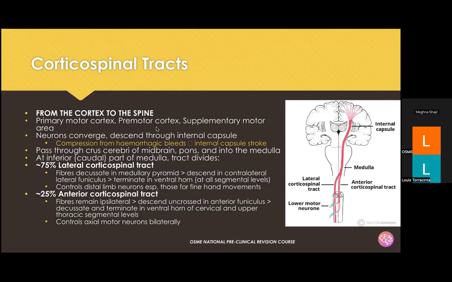And they also pass through the crus cerebri of the midbrain, the pons, into the medulla. And we talked about the 75%, 25% split. And there's a bit of a distinction: the ones that decussate early are more for fine hand movements, whereas the ones that are anterior tend to control axial motor neurons, that is to say, central motor neurons. That distinction is sometimes helpful for remembering things, but not super relevant often. So just remember that about a quarter will stay anterior and not cross over until later down.